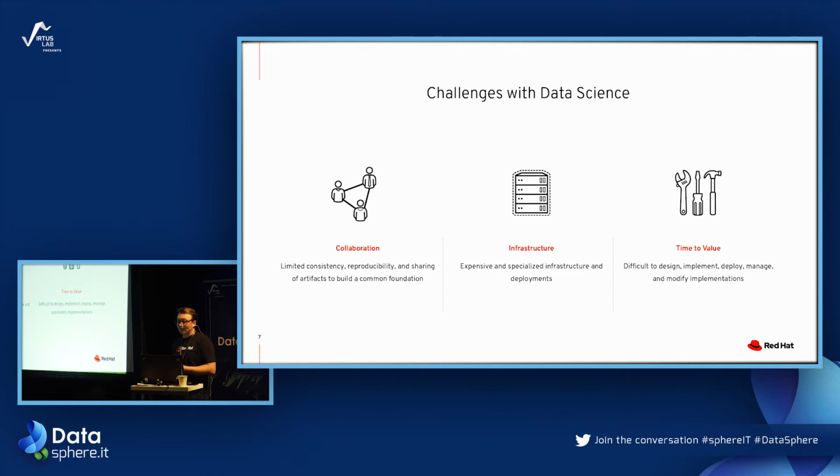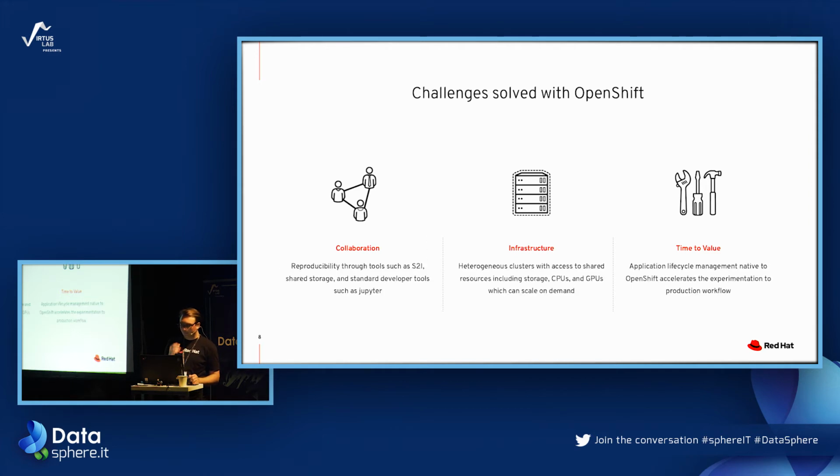So what I would like to argue for the rest of this talk is that a containerized approach to data science, and more specifically using OpenShift, can help alleviate some of these issues. So how can containers and OpenShift help me, a data scientist, solve some of these problems?